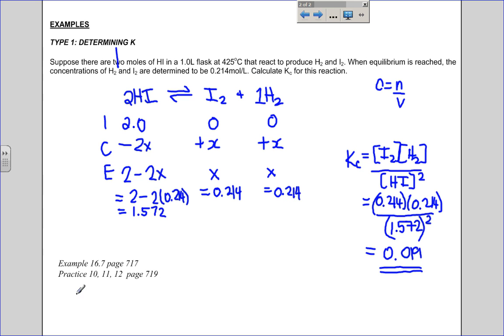At this stage, you can complete practice exercises 10, 11, and 12. Practice exercises 10 and 11 do not require you to set up ice charts. They're just helping you to review some of the concepts surrounding these types of problems. And number 12 is one where you can answer by setting up an ice chart.